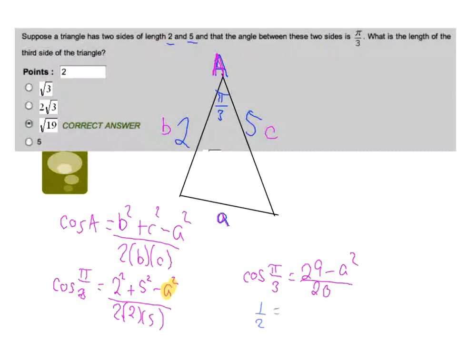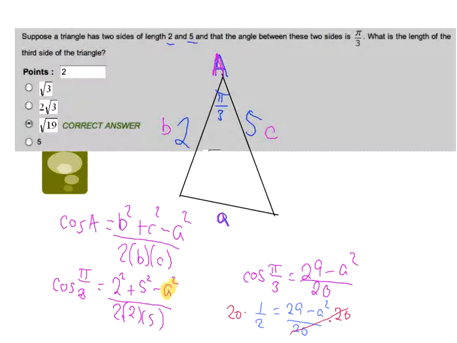Excellent. 1/2. 1/2 equals 29 minus a squared times 20. Okay. How am I going to solve for here? Any ideas? What should I do next step? Still trying to get a squared by itself. What do I want to do? Yep, let's get rid of the divide by 20. So let's multiply both sides by 20. You got it. Times by 20 makes those go away.